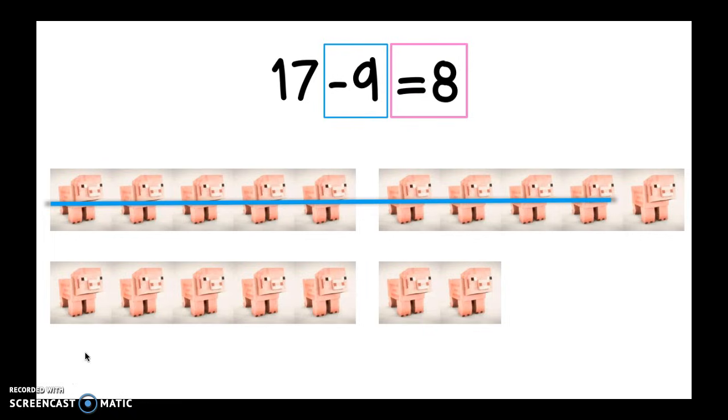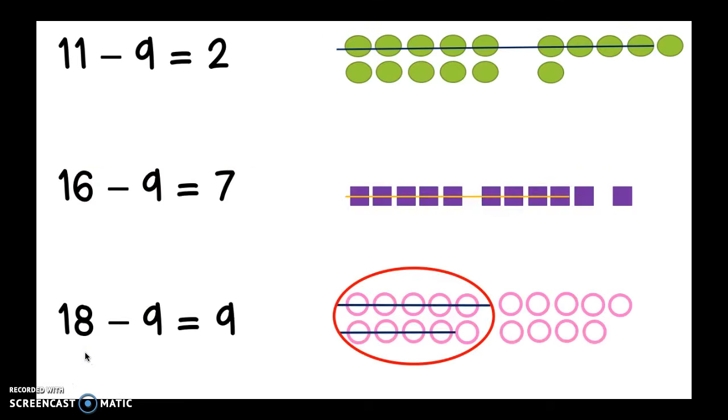All right, here we go. Now we're going to play a little bit of a game. Are you ready? This is called Match It Up. In this game, I have number sentences on one side, and then I have pictures to show the number sentence on the other side. So let's look at this first one. It says 11 minus 9 equals 2. Do the green circles, the purple squares, or the pink circles match that number sentence? 11 minus 9 equals 2. Which one do you think?